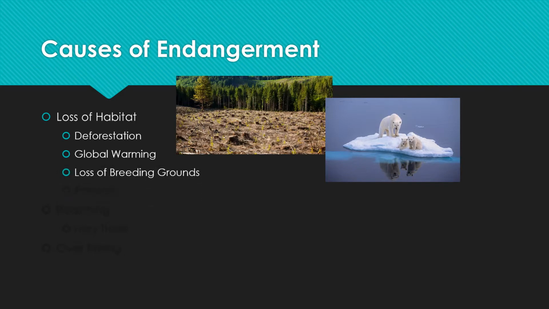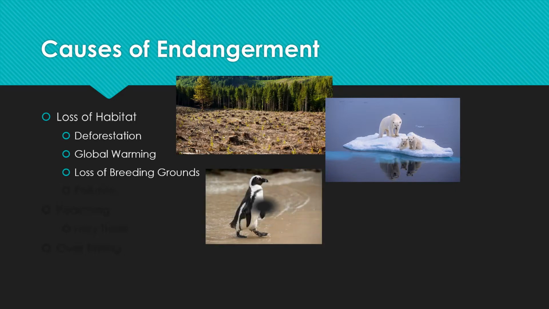Another loss of habitat is loss of breeding ground. The African penguin uses its guano to hide its eggs before they hatch. Because guano is a useful fertilizer, it is being harvested, leaving the penguins' eggs susceptible to predators. Finally, pollution causes a loss of habitat, especially for marine animals.